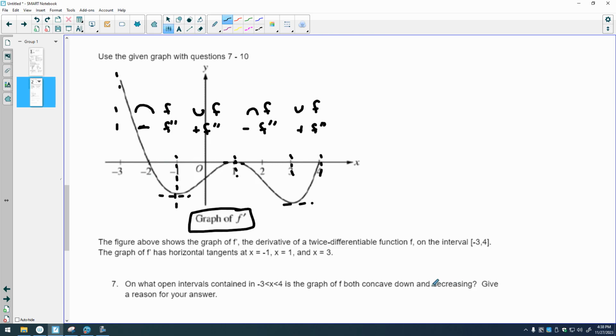Decreasing. Where f is decreasing is where f prime is negative. This is f prime. F prime is below the x-axis, or negative, from -2 to 4, except at 1 where it's 0. So where is it both concave down and decreasing? Everywhere that it's concave down below the x-axis. So from -2 to -1.